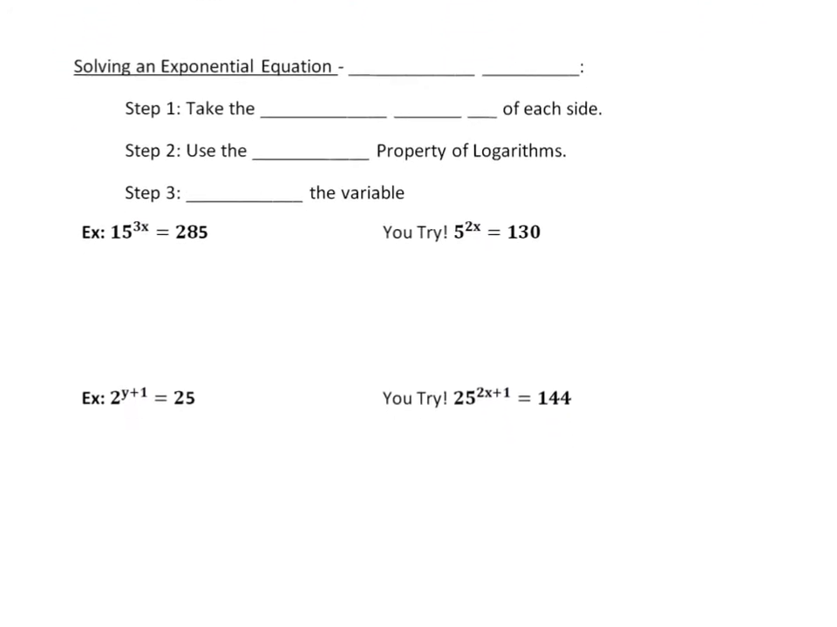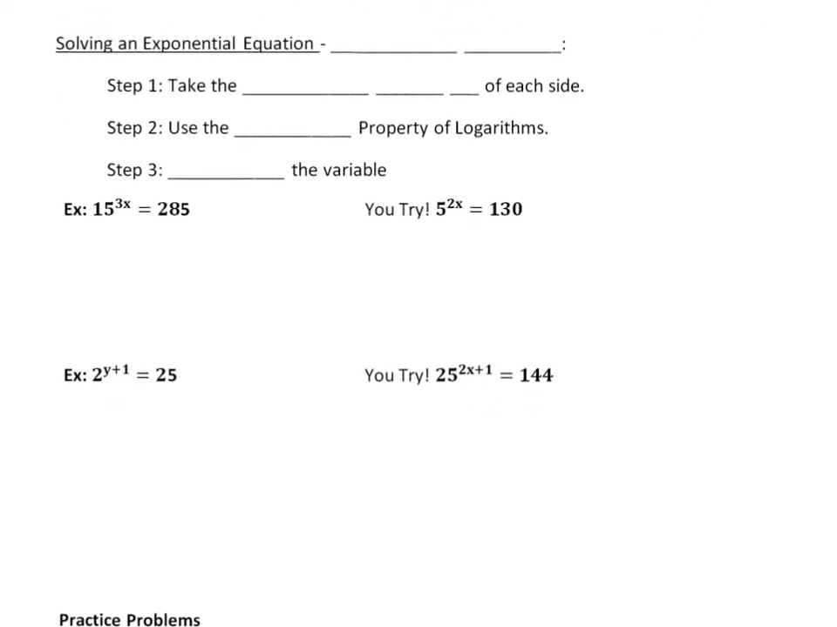So we're still solving exponential equations, but now we're looking at different types of problems. So in this example, we have 15 to the power of 3x is equal to 285. Now, 15, it can't be broken down. It's no number raised to a power gives us 15. Not a whole number anyways.